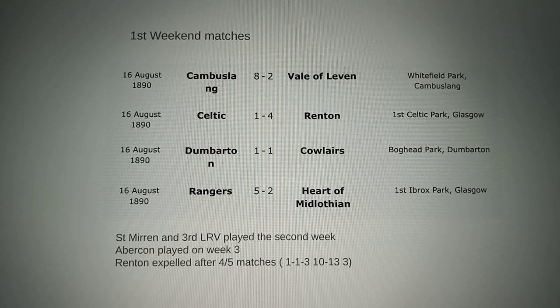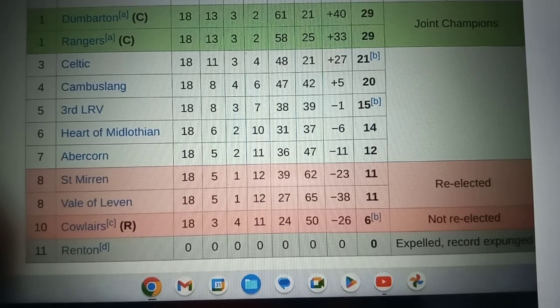At the end of the season, the bottom 3 clubs, as you can see, all had to go up for re-election. St Mirren and the Vale of Leven were able to be re-elected, but unfortunately Cowlairs weren't, and they were relegated and not re-elected. So as you can see, Renton were still put on the table at the end of the season. Their matches were expunged. They were expelled because they paid their players.